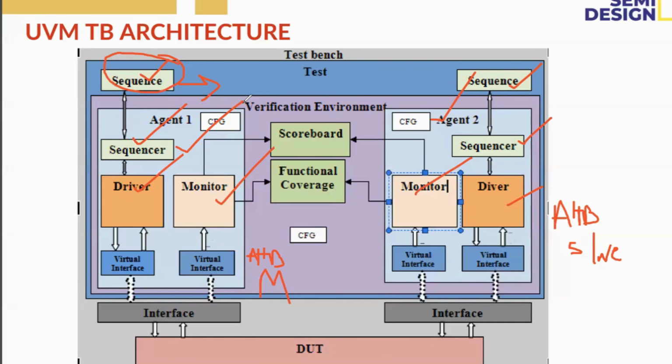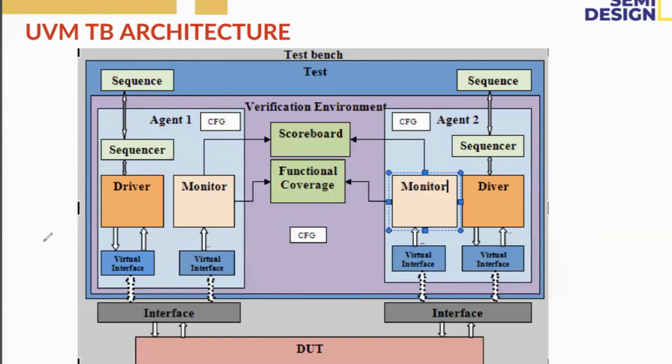Coming to the monitor, the monitor will convert the pin level data coming from the DUT back and send it to the scoreboard and functional coverage. If you see here, there is only one scoreboard and one functional coverage for 2 IPs. Even if you have 3 or 4 IPs, there will be only one scoreboard and one functional coverage. Common scoreboard, common functional coverage. Suppose here there is a DUT. For the DUT, we have IP1.